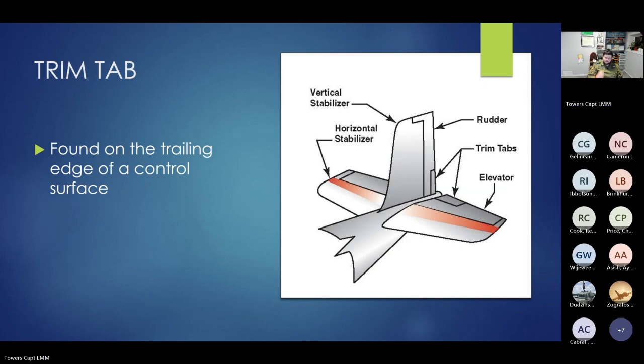But the actual physical changes are happening on the outside of the aircraft on the trailing edge of a control surface. So here you can see there's some rudder trim on this rudder, which is a trim tab right there, and another trim tab on the elevator itself.